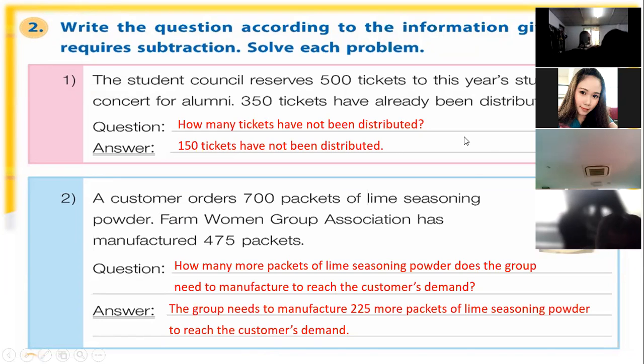Okay, students, have you already written it down? Oh, I haven't finished. Students, how many? You can see on the video clip. Okay, students, you can see on the video link. Okay, students, so we can continue.